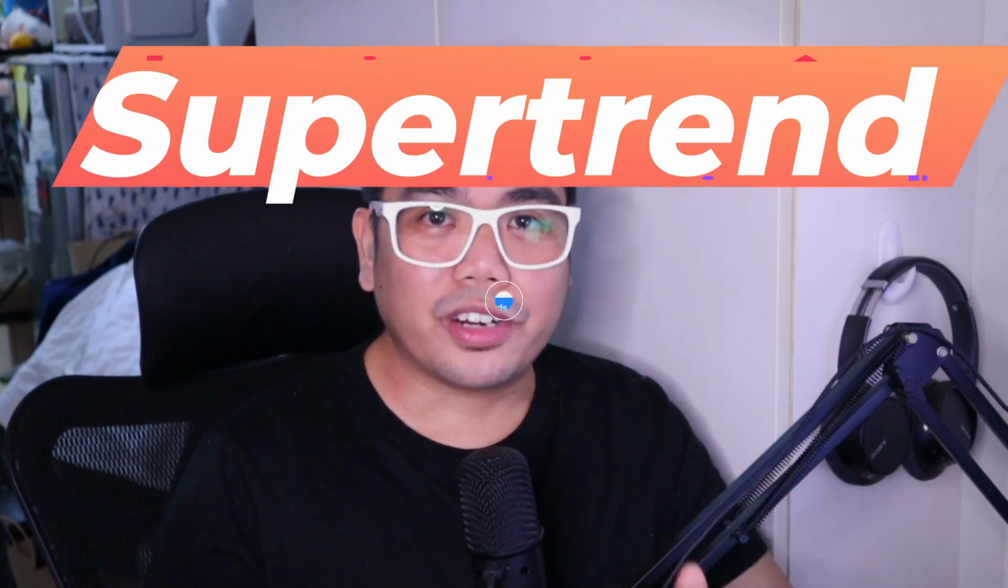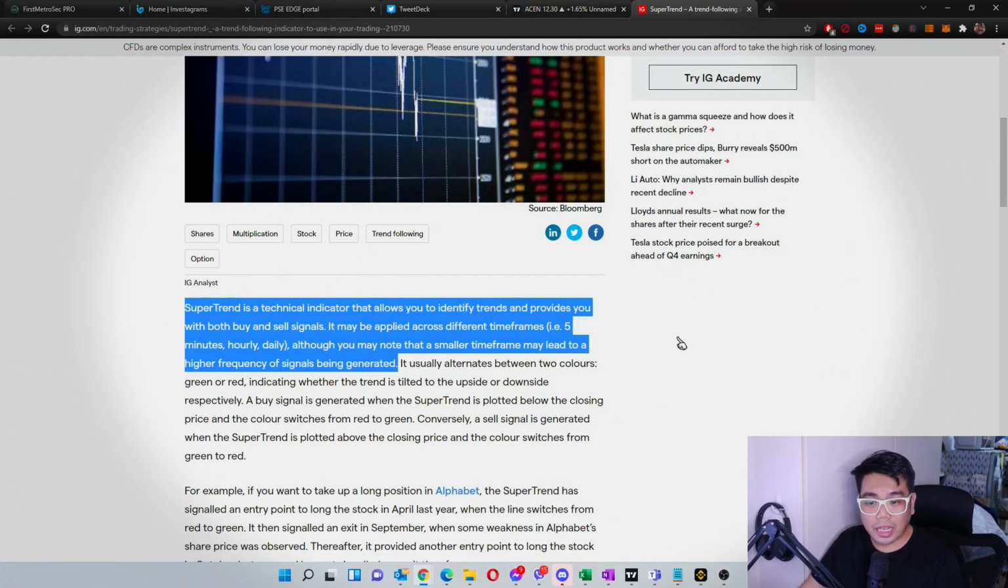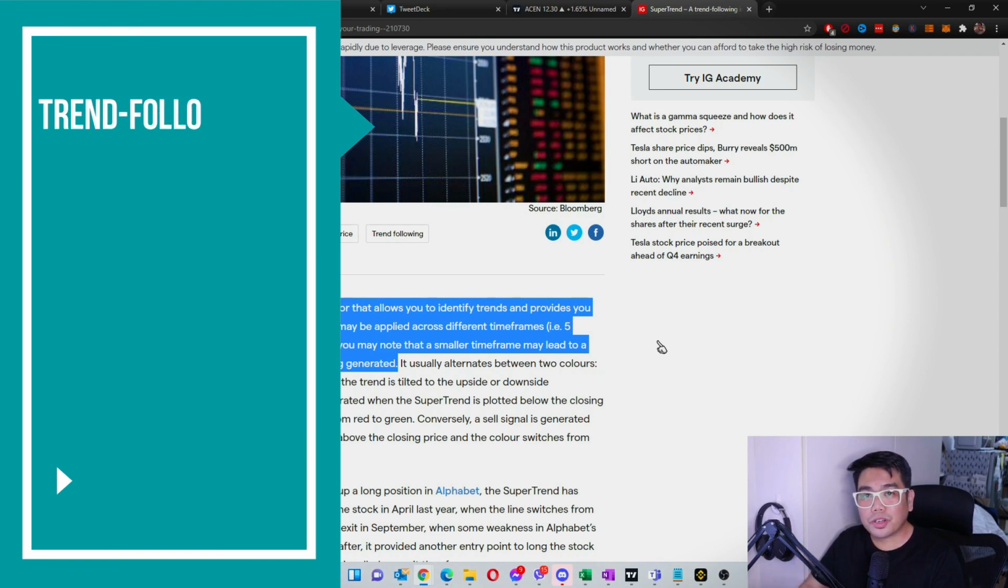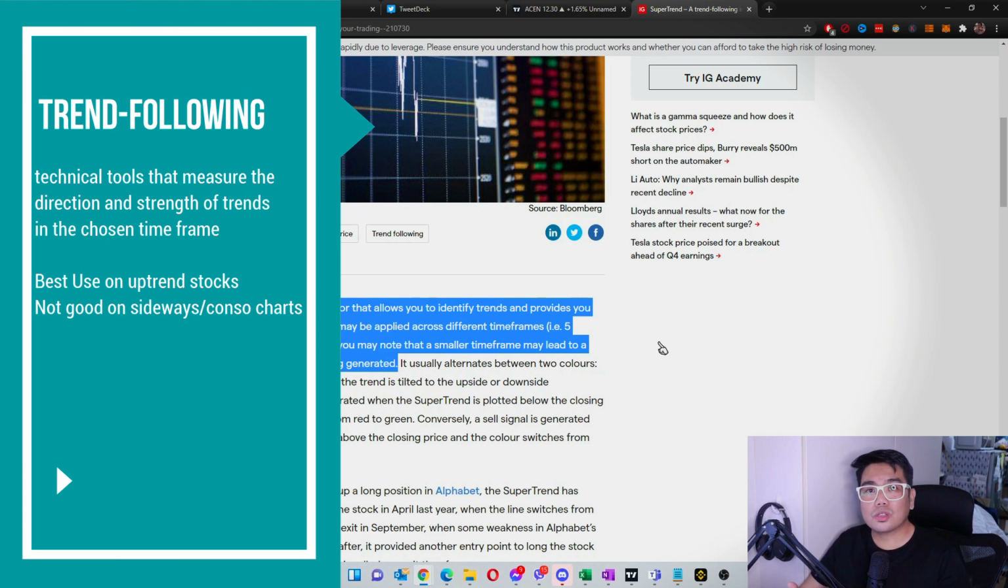It's so easy to use and anyone can actually use it kahit beginner ka pa. And this is what we call the Supertrend. Supertrend is actually a technical indicator that allows you to identify trends and provide you with both the buy and sell signal. Remember ha, itong Supertrend is a trend following indicator, which means it identifies kung yung trend ay uptrend or downtrend, and then it will give you an indication kung kailan magba-buy or kailan magsisell.